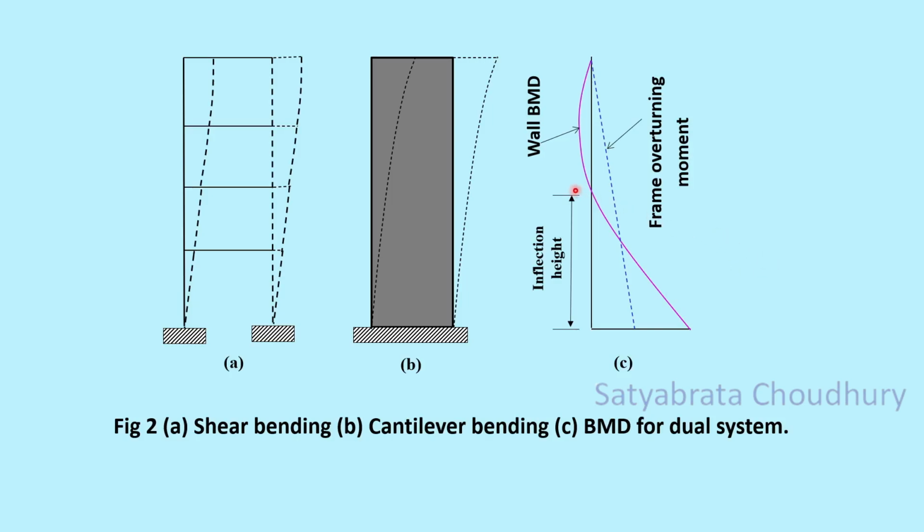So above the point of counterflexure, the frame is predominant in its action, as if the frame is trying to pull the wall towards the left. Below the point of counterflexure, the wall is predominant, so the wall will try to pull the frame towards the right below this. This is what is called frame shear wall interaction.